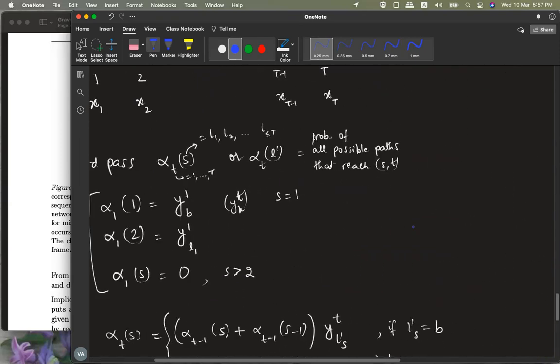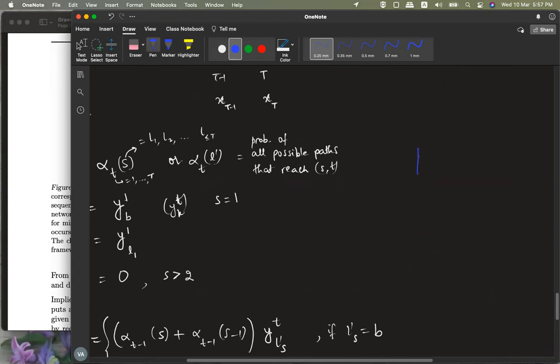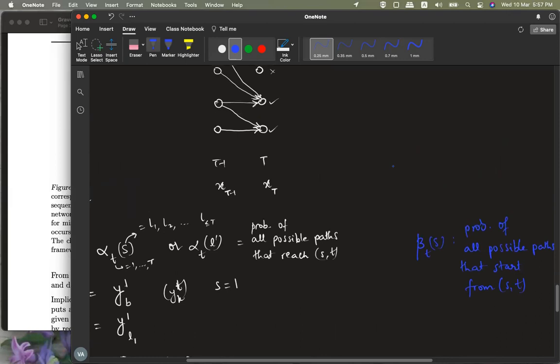So I define similarly here beta as the probability of all possible paths that start from s comma t and reach the end state, which means the last two states. These last two states.